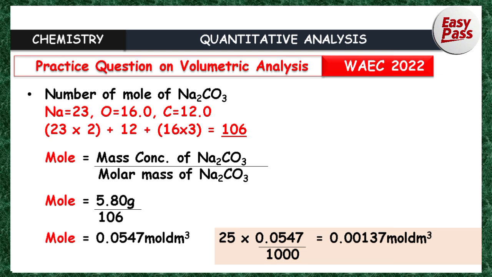The last one is the mole ratio of acid to base. The mole ratio of acid to base is the number of moles of acid divided by the number of moles of base. You have it this way because the number of moles of Y is higher than the number of moles of sodium carbonate.